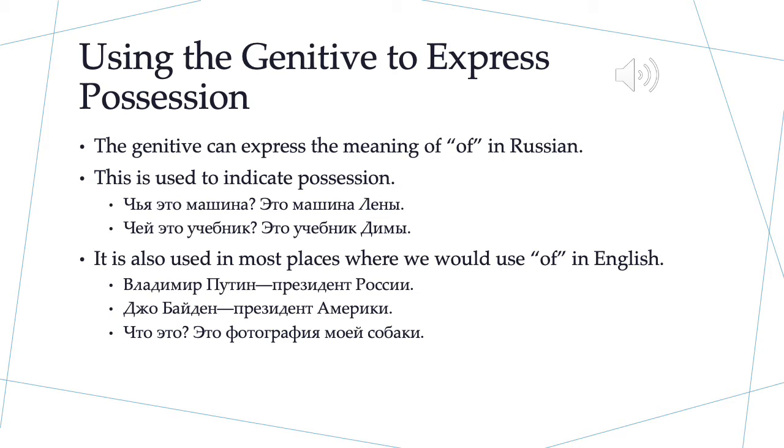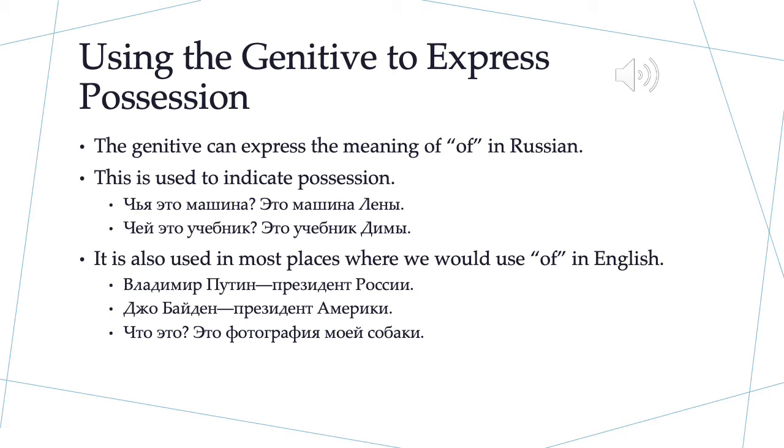And you already know this about possession, and you've learned the construction у меня есть, but we can use it very generally to say this is so-and-so's something. For example, чья это машина? Whose car is this? Это машина Лены. This is Lena's car. And notice that what we were saying literally is this is the car of Lena.